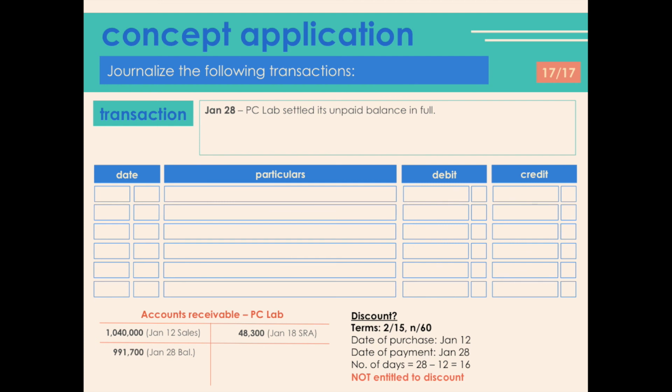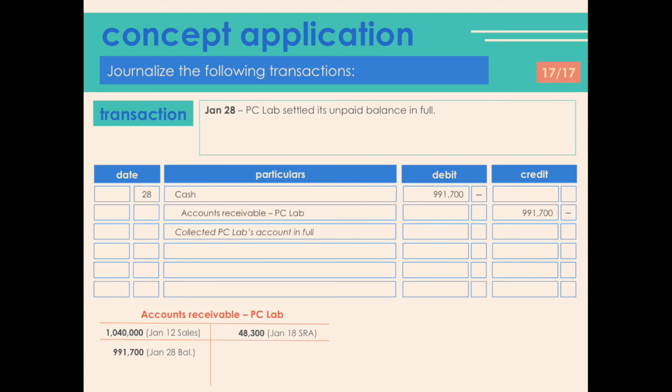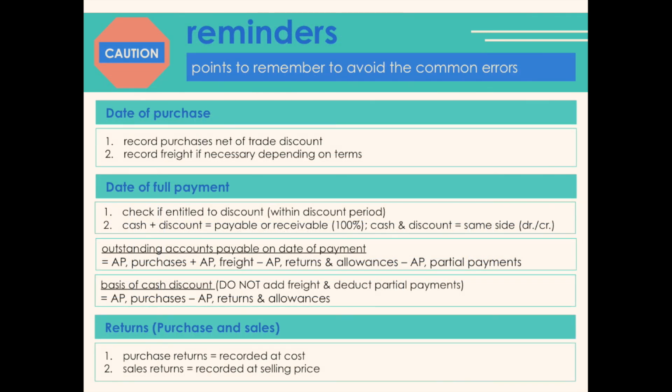Again, since this is a full payment, we should check if the company qualifies for a cash discount. The terms are 2/15, net 60. The payment was made on January 28, which is 16 days from the date of purchase and beyond the discount period, so PC Lab is not entitled to the discount. Our entry, therefore, is simply a debit to cash and a credit to accounts receivable for the outstanding balance of 991,700 pesos.